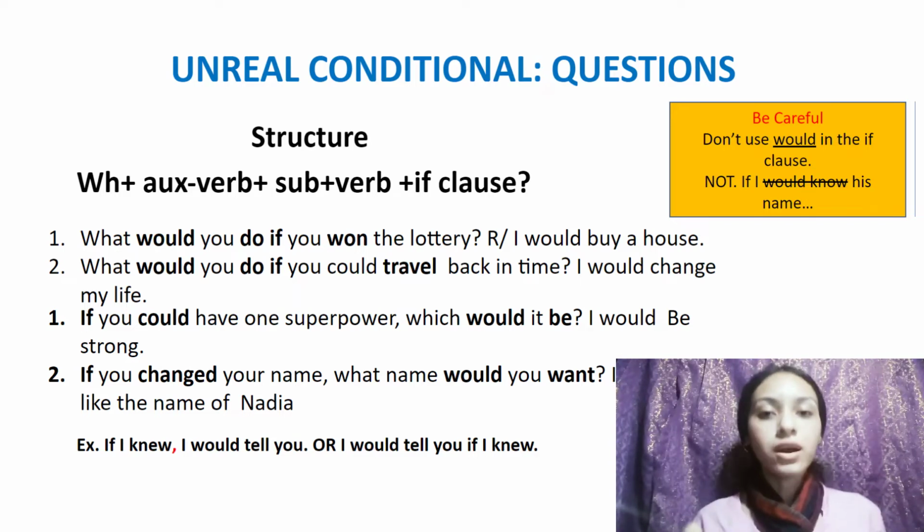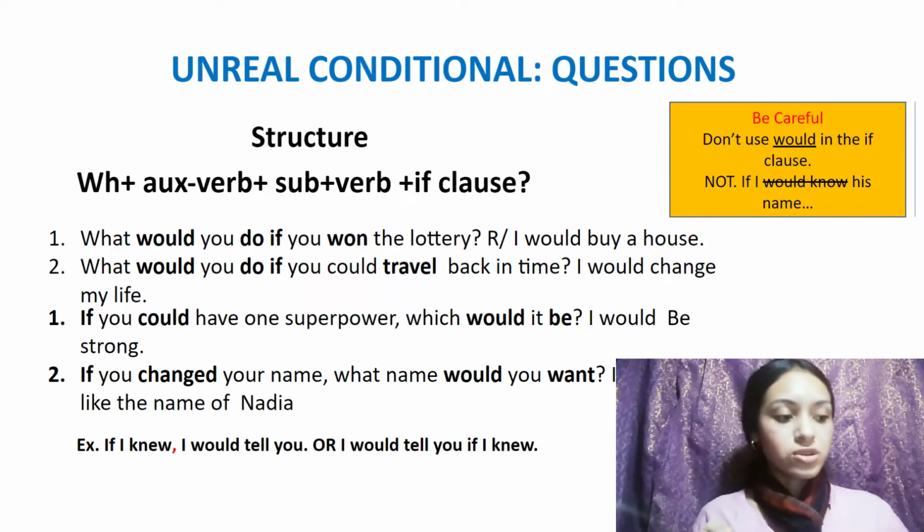But we have a note. Don't forget, if the if clause comes at the beginning, it has a comma. But if the if clause comes after will and the verb, it doesn't have a comma. But be careful. Don't use will in the if clause. That is impossible. Don't say, if I will know his name.